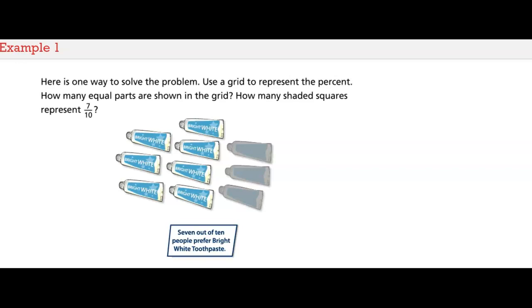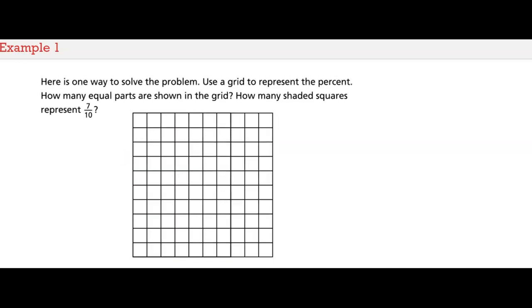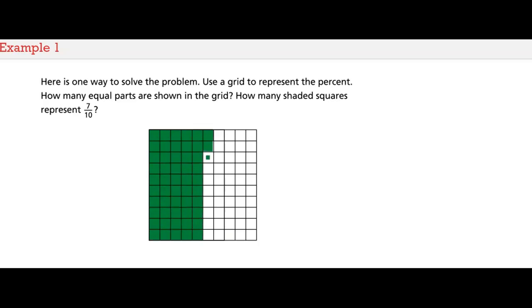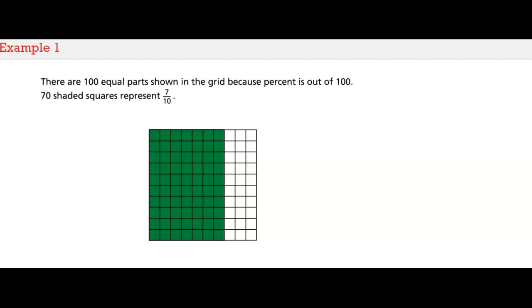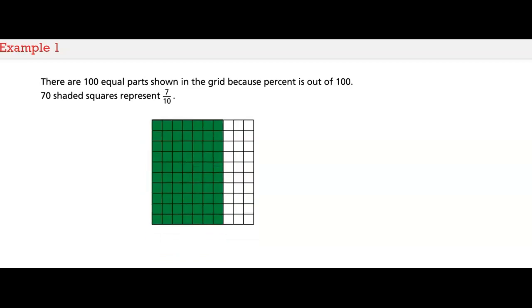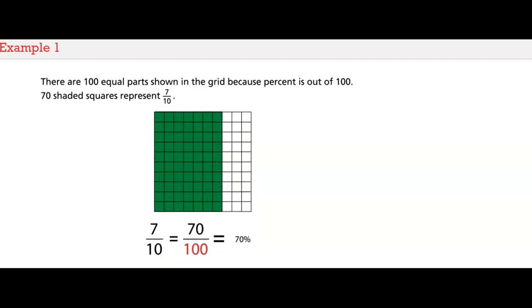Here is one way to solve the problem. Use a grid to represent the percent. How many equal parts are shown in the grid? How many shaded squares represent 7/10? There are 100 equal parts shown in the grid because percent is out of 100. 70 shaded squares represent 7/10.